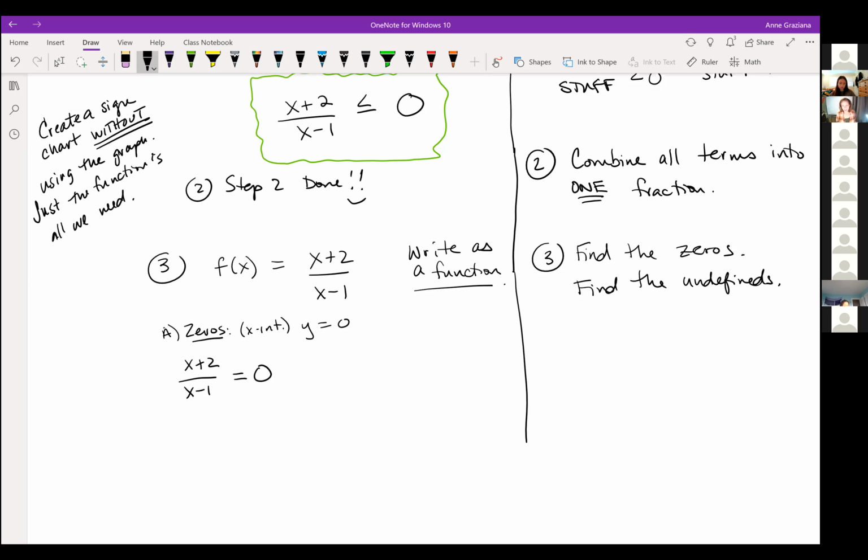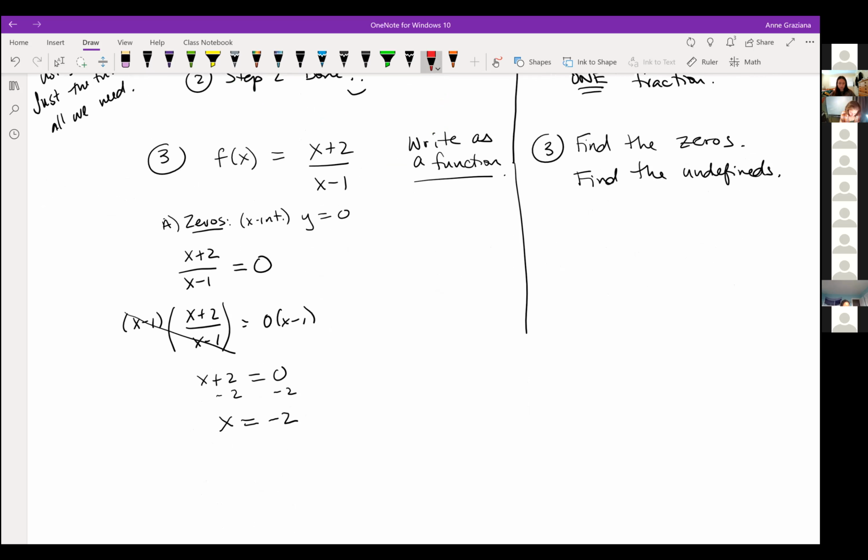Now that it's an equation, it's okay to multiply by that x minus 1. In an equation, you can do that. So x minus 1 times this fraction ends up, this is a 1, and I get x plus 2 is equal to 0. And then this is just a nice little linear equation to solve. We've done this lots of times. X is -2. So that's a 0.